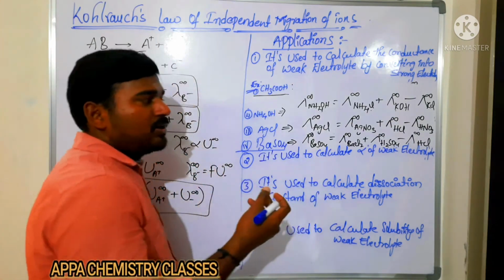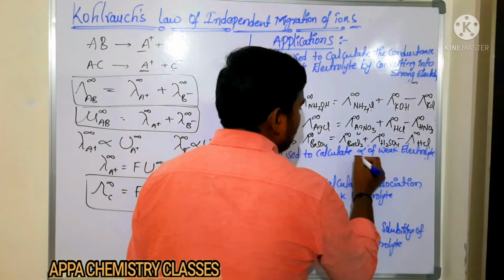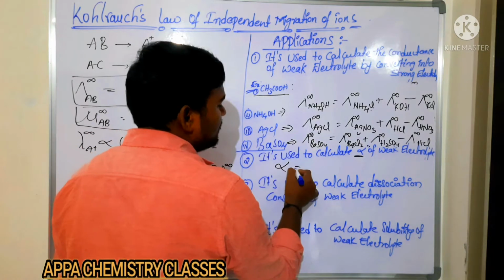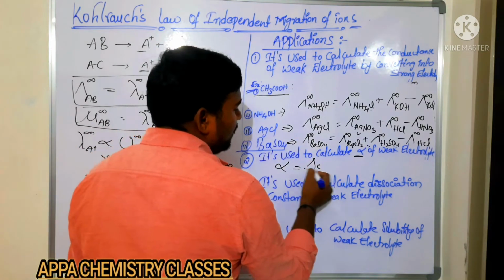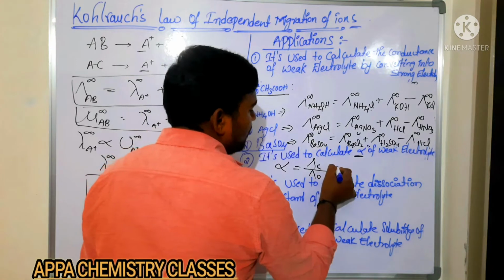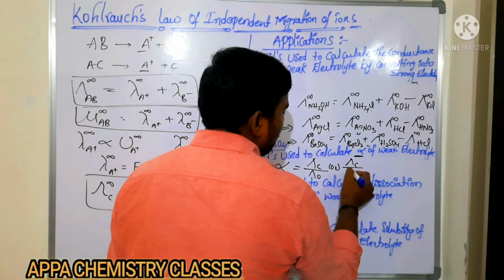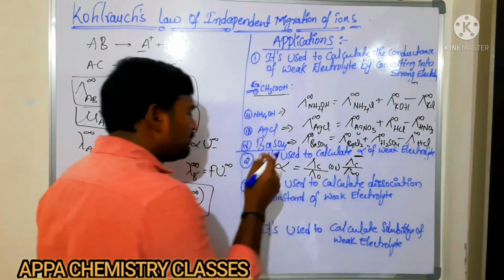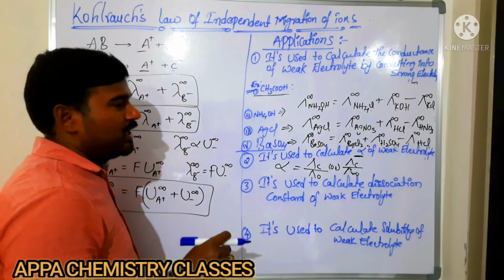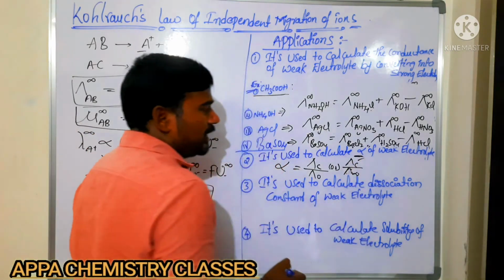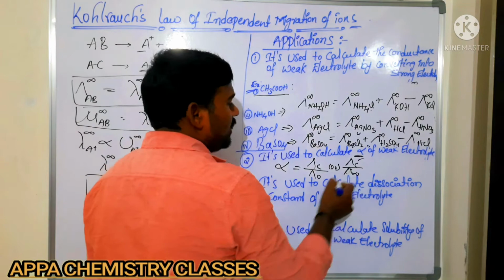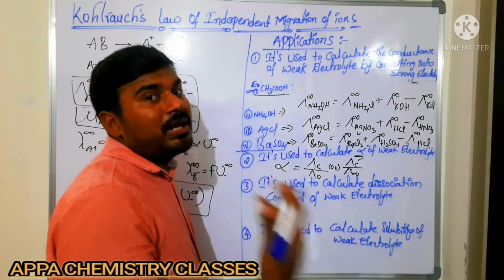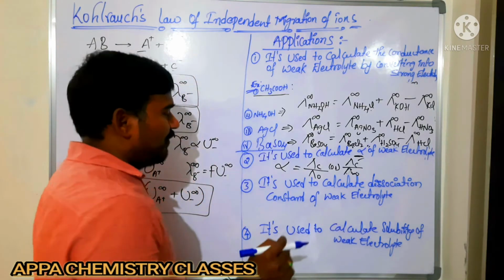Next, it is used to calculate the degree of dissociation of a weak electrolyte. Alpha is nothing but the degree of dissociation of a weak electrolyte, that is by using the conductance ratio: the ratio between the conductance at a particular concentration and the conductance at infinite dilution is said to be the degree of dissociation of the weak electrolyte. The first is the conductance at a particular concentration. The second is called the limiting equivalent conductance, that is, the conductance calculated at infinite dilution.